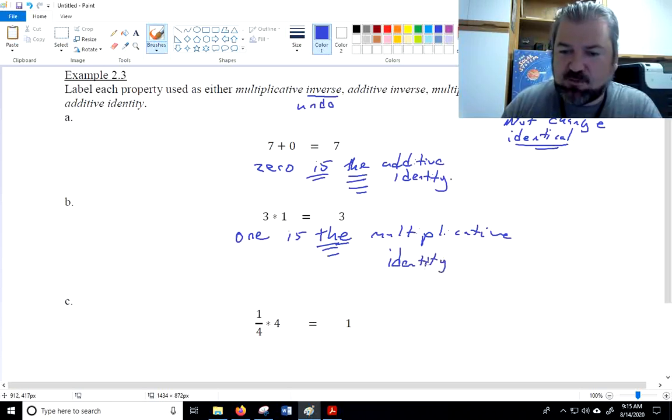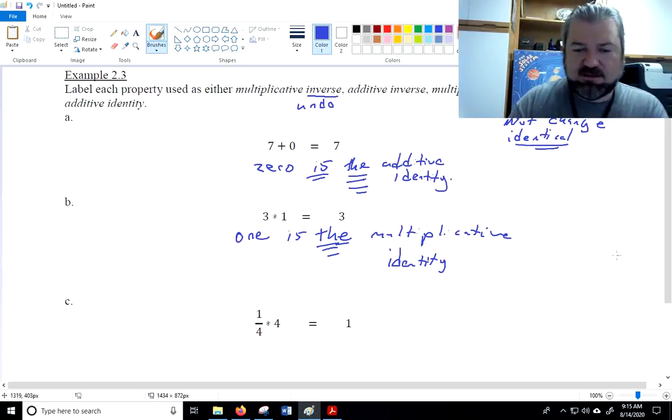And as we study more and more complex algebraic structures, we're always going to be looking for that unique identity that exists for the operation that we're dealing with. All right, let's take a look at the next one.